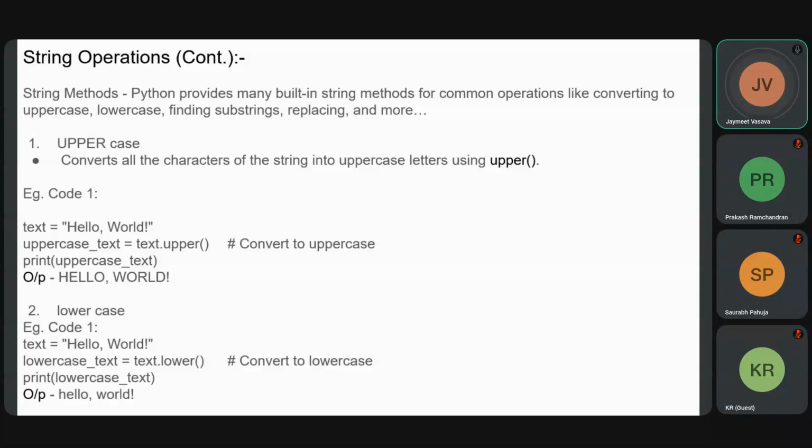Then we'll be starting with some of the string methods that are present in Python. First, string methods. Python provides many inbuilt string methods for common operations like converting to uppercase, lowercase, finding substrings, replacing, and more. Uppercase converts all the characters of the string into uppercase letters using the upper function.